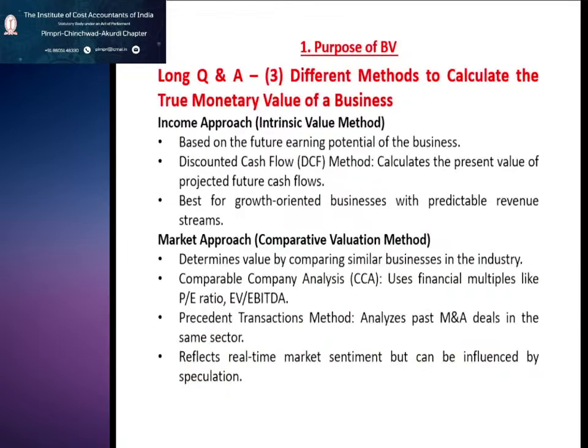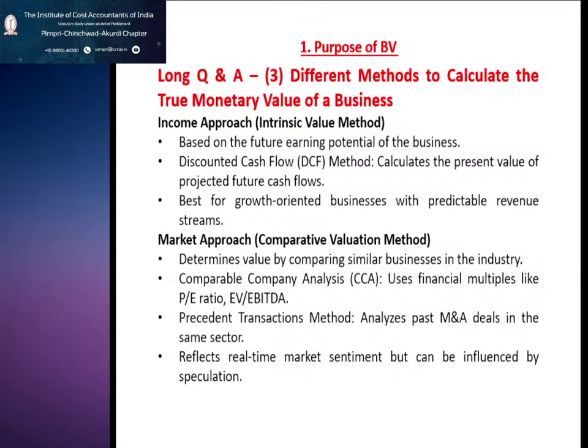Now let's look at the third long question and answer, which is about different methods to calculate the true monetary value of a business. So let's see the methodologies. So first is the income approach, which is the intrinsic value method or the DCF method. So based on future earning potential of the business, discounted cash flow method calculates the present value of projected future cash flows, best for growth oriented businesses with predictable revenue streams.